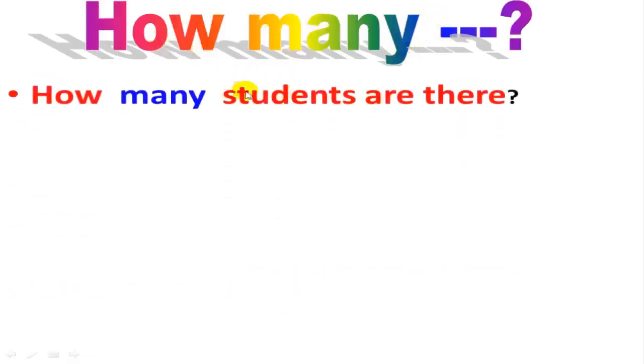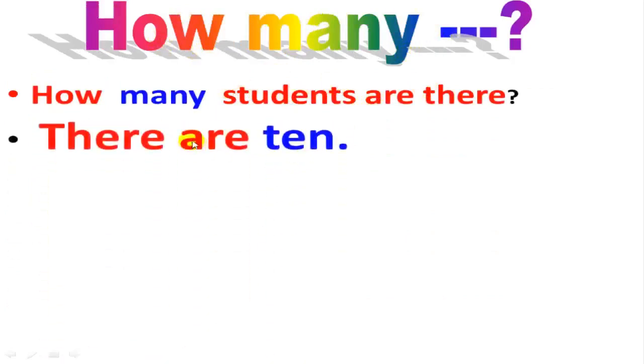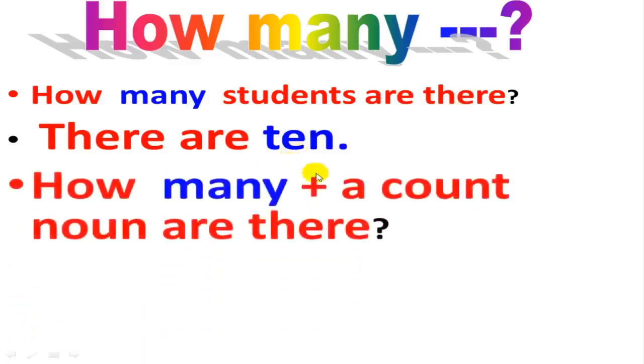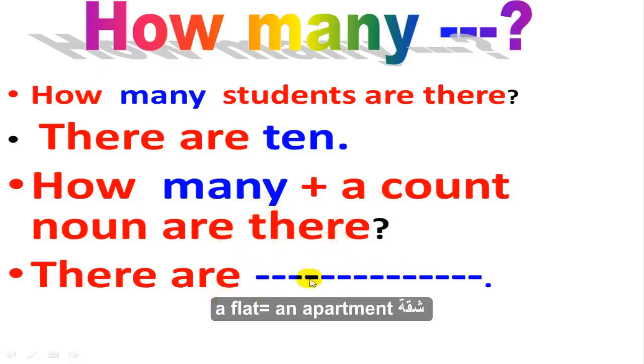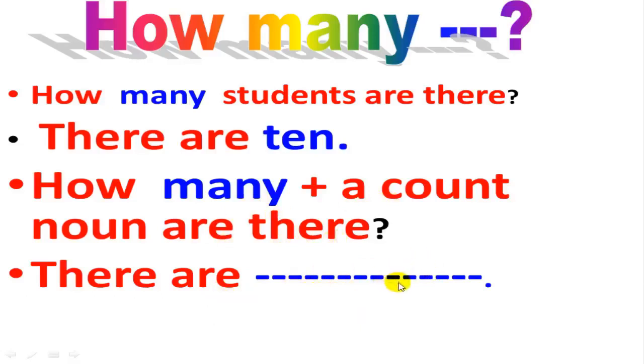How many? How many plus count noun? How many students are there? There are 10. There are 10 students. That means how many students are in the class? There are 10 students. How many plus count noun are there? Answer: there are plus a number, like 10, 12, 15. How many flats are in the building? There are 20 flats. There are 20 apartments. Flats, apartments.